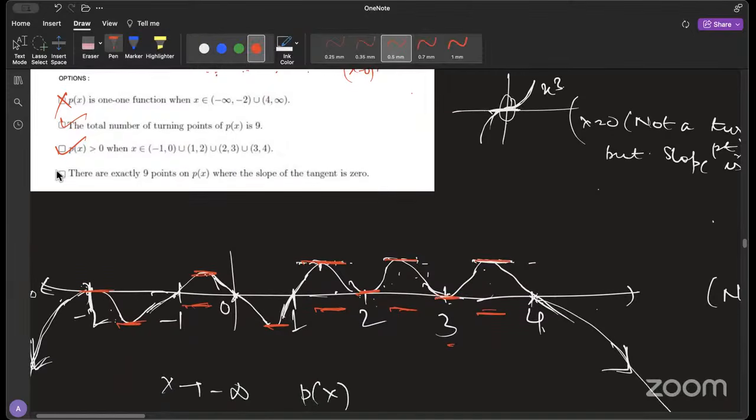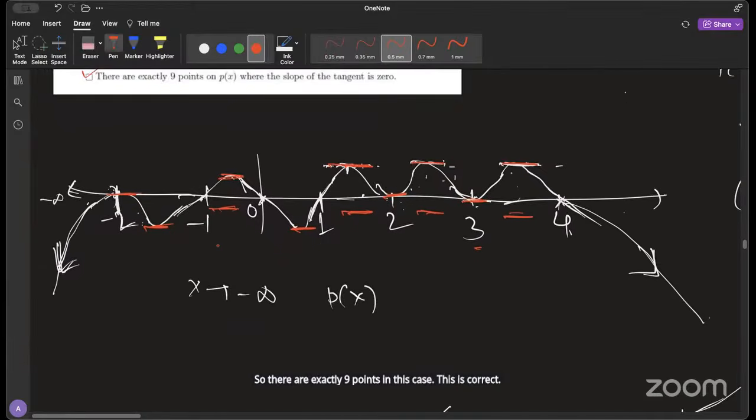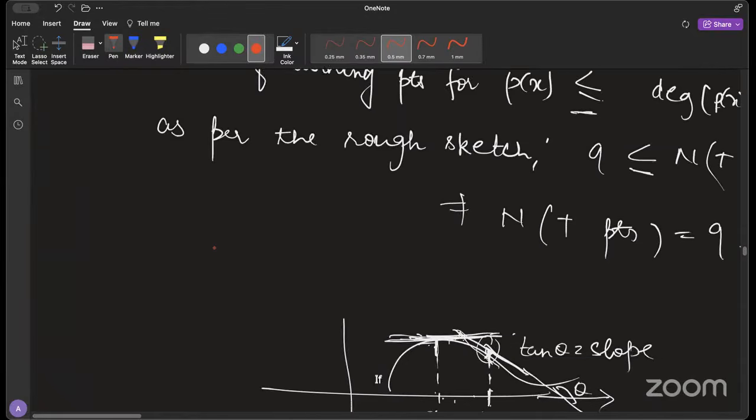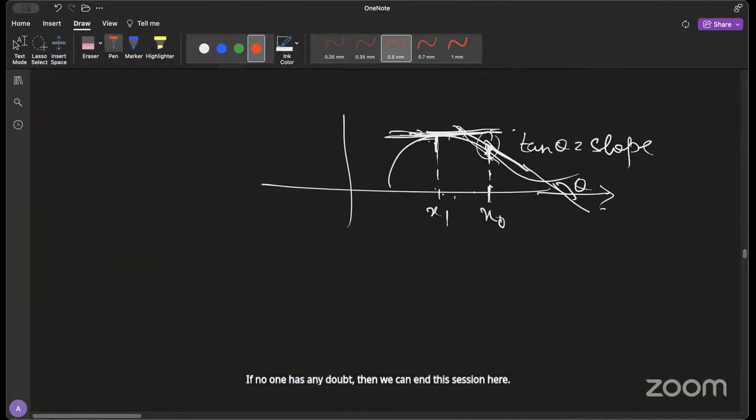So there are exactly 9 points in this case. This is correct. I think we're done with the questions for today. If no one has any doubt, then we can end this session here. Do we have any doubts?